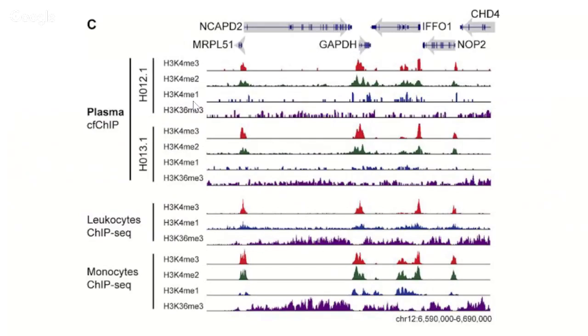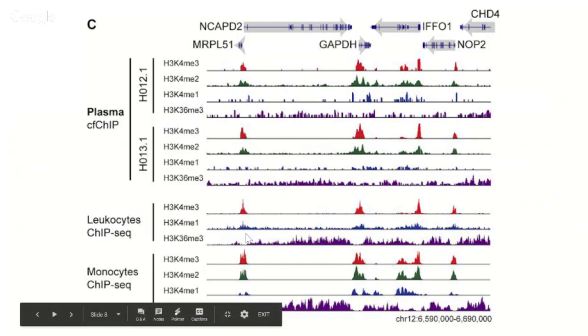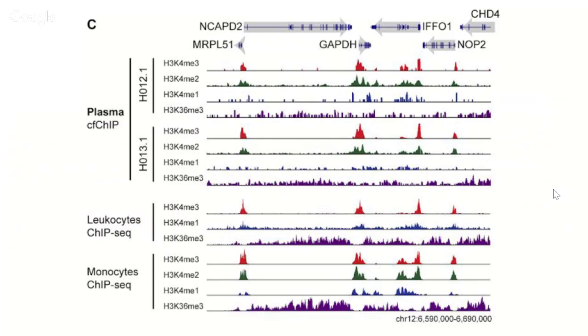H3K4me1, me2, me3, and K36me3, which fall into different places in the genome, and see how for two different individual plasma samples, they're quite reproducible. And not only that, they also are reproducible against the cell-based ChIP-seq, right? And here in different colors, you can see they're reproducible but not identical. And then the changes between those, they argue, reflect the changes in cell specificity, tissue specificity.